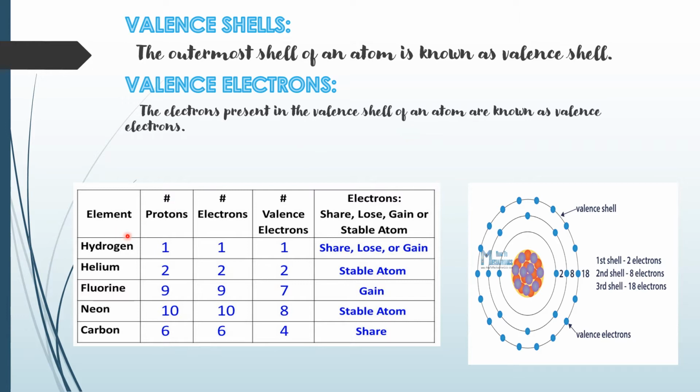Let us see the element hydrogen. Its valence electron is 1. It readily shares, gains or loses an electron. For helium, it's 2. It's a stable atom. For fluorine, the valence electron is 7. It gains 1 electron to become an octet. Neon has 8 valence electrons, a stable octet. And carbon has 4 valence electrons. It shares 4 electrons because carbon readily shares electrons.